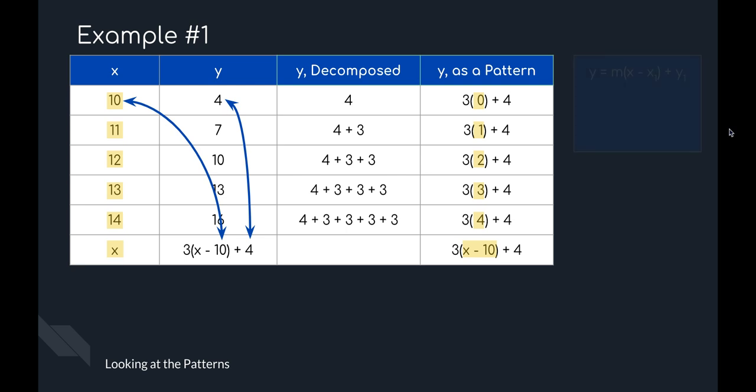From here, we can actually develop a rule. For any value of y, it's equal to the slope times the quantity x minus our initial x value, and then increased by our initial y value. Or y minus y1 equals m times the quantity x minus x1.